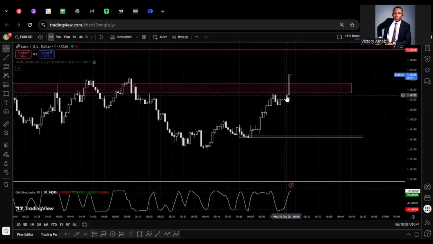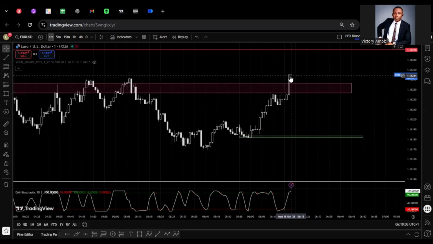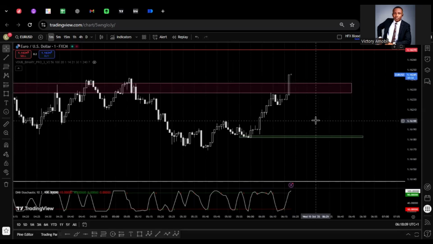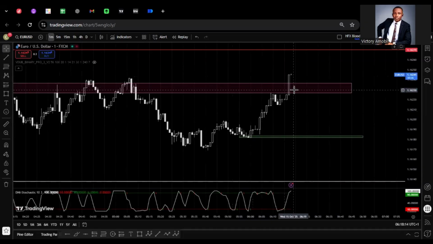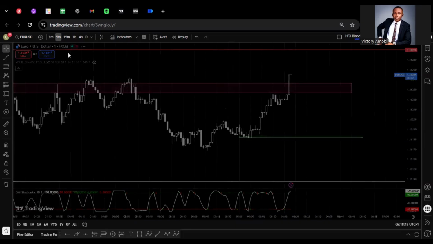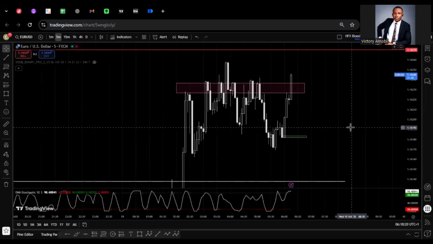So assuming I aggressively entered for a sell here, look at this move, right? So you wait. That's all. Let's watch the market and see what it's going to do. Our target is down here, based off what you are seeing on the 15 minutes time frame.